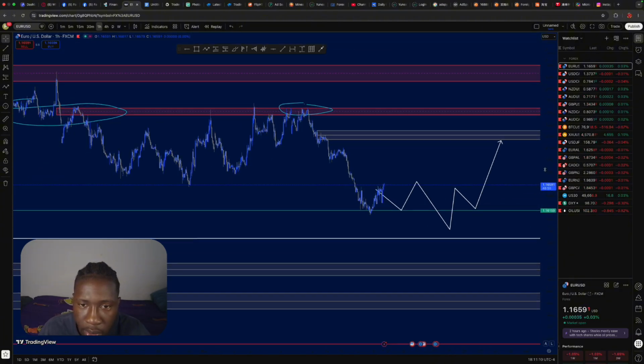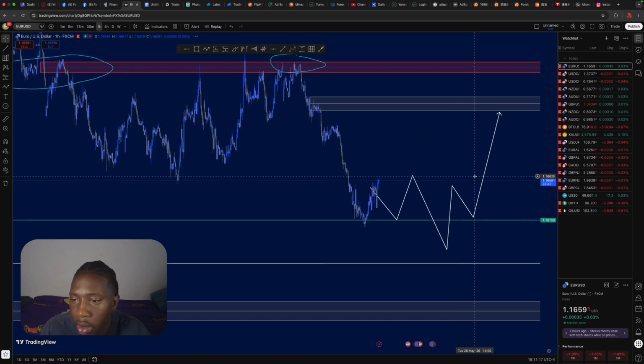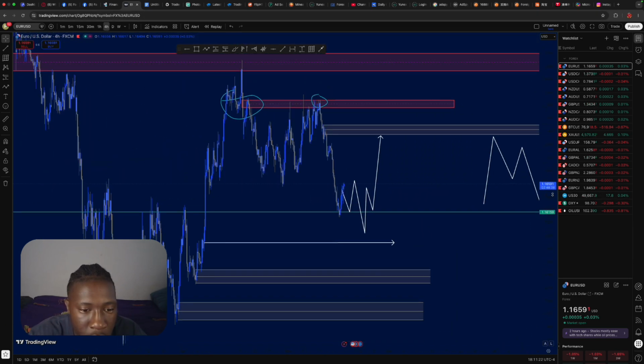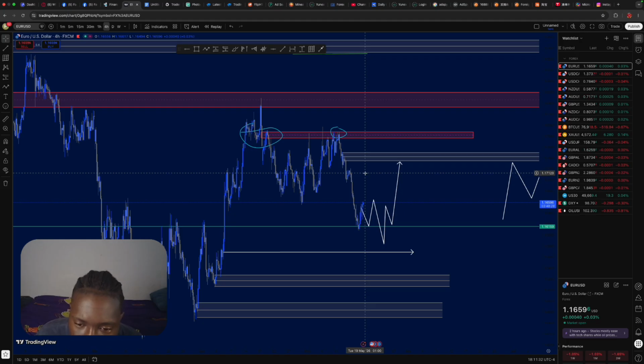So this is our 1-hour chart. Now we are analyzing on our 4-hour chart for everything we want to see. But this is what we need to have. If the market is going to move to the upside, we need a complete liquidation of this lower side for us to consider a buy.